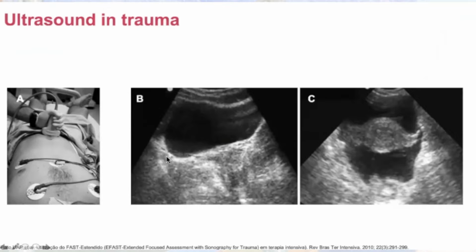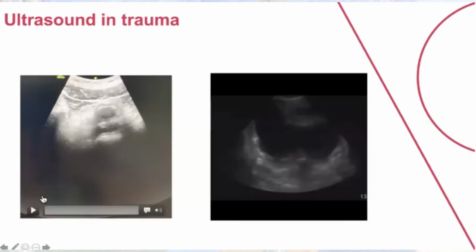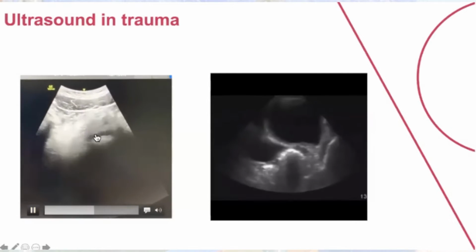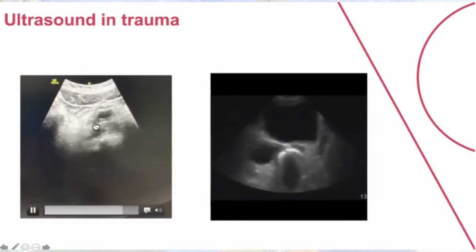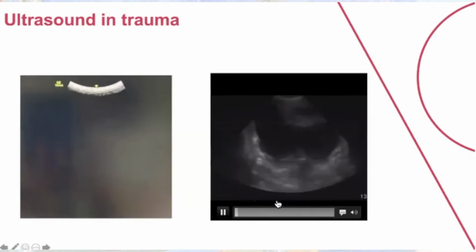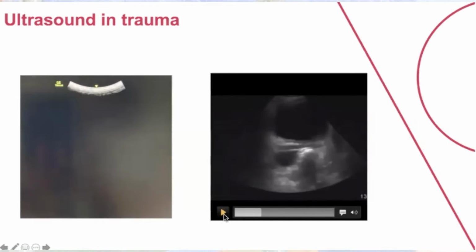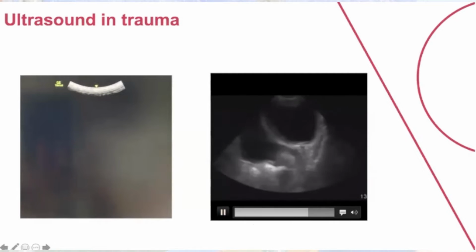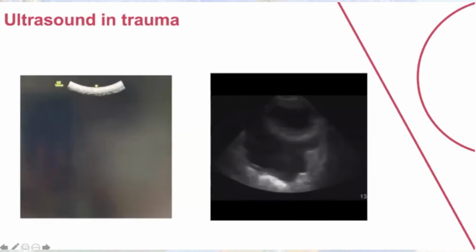Here, a longitudinal axis without free fluid. And that, another image, without free fluid. Here the bladder, the normal exam, and here the bladder and a free fluid in the pelvic space. Look here. That's a FAST positive.